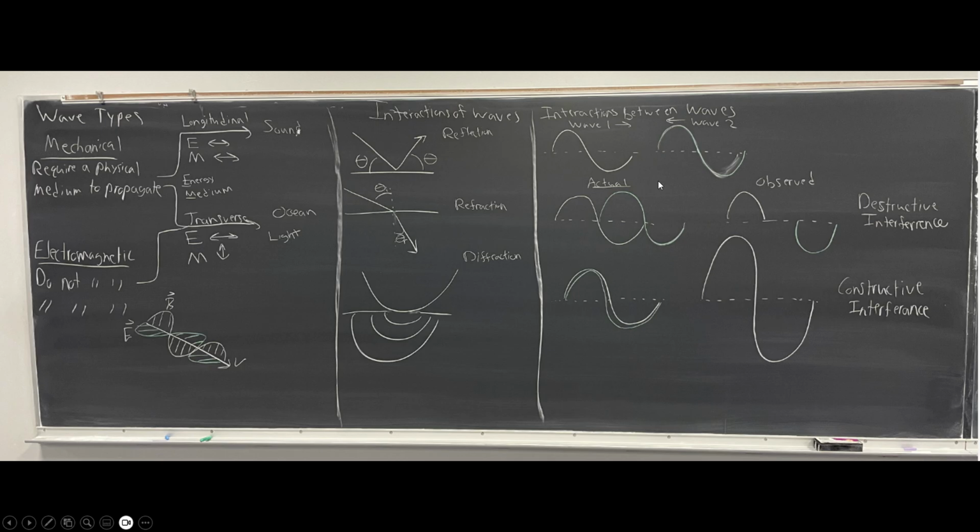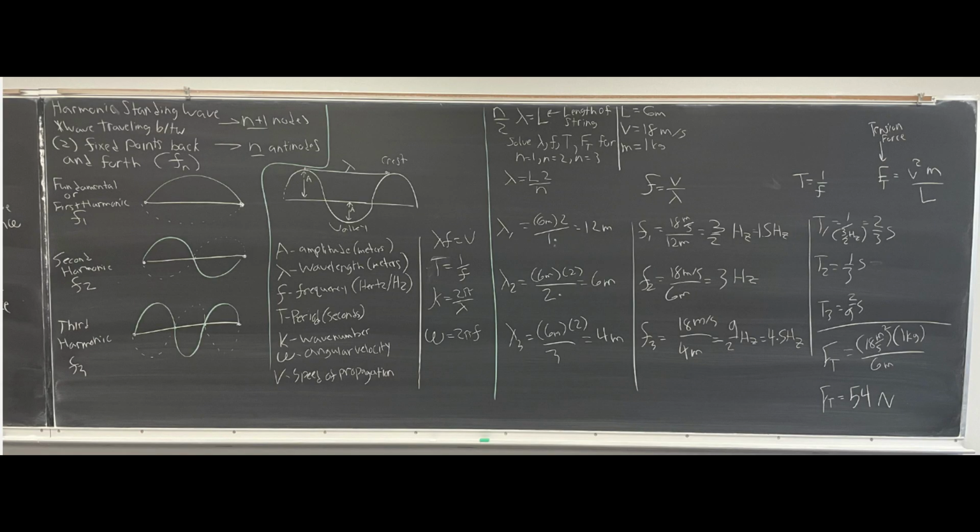But then eventually wave 2 will keep going through, wave 1 will keep going through, and then they'll look like separate waves again. Now let's look at harmonic standing waves. In order to have a standing wave, you must have a material that the wave can travel through, and both points must be fixed so that each end point can't be moving up and down.